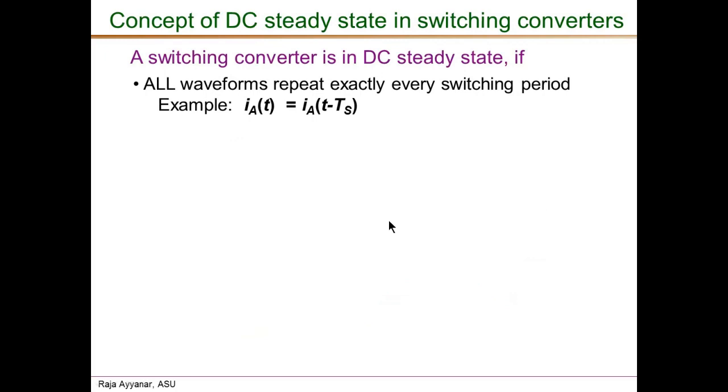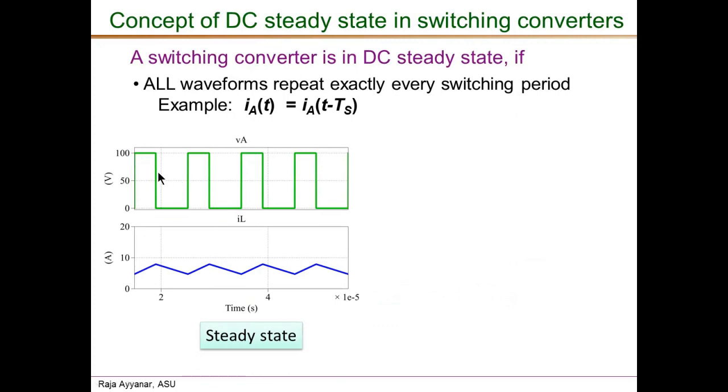So the definition for DC steady state in switching converters is shown here. Actually, I will say this in two different forms. This slide has the first form of the definition. It says that a switching converter is in DC steady state if all the waveforms, so every current and voltage, repeat exactly every switching period. So they repeat cycle after cycle. They have the same wave shape and same amplitude going from one cycle to the next. Or mathematically, for example, the pole current i_A at any time t is exactly the same as the same current at t minus one switching period T_s. Same thing for all the other voltages and currents as well.